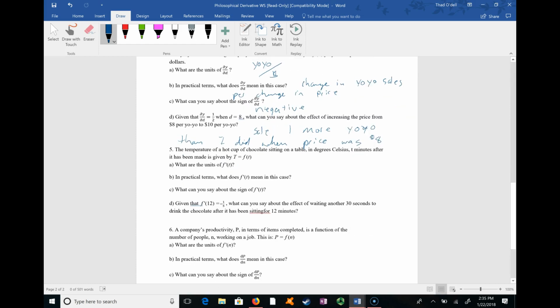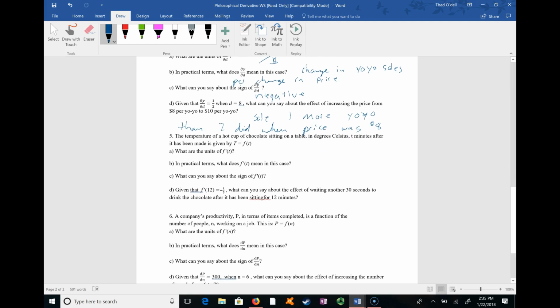Temperature of a hot cup of chocolate sitting on a table in degrees Celsius. Okay, what are the units? That would be degrees per minute. In practical terms, what does that mean? It's the cooling rate of chocolate.